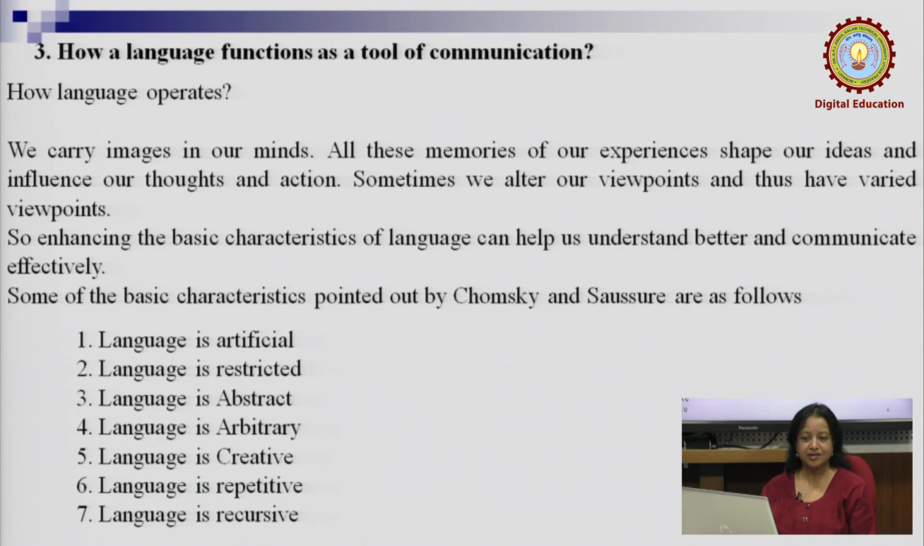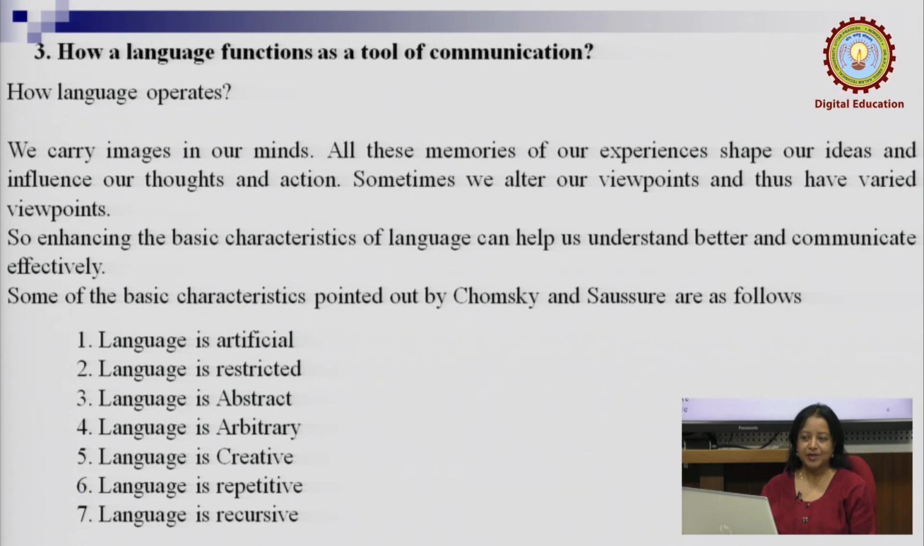Some of the basic characteristics are: one, language is artificial. That means every symbol is attached to a particular thought or a thing known as a referent. Number two, language is restricted. That means no symbol or word can transmit the exact reality. Third, language is abstract. That is, the idea which a word represents is different every time. Fourth, language is arbitrary. There is no direct relationship between a word and the idea or object it represents.